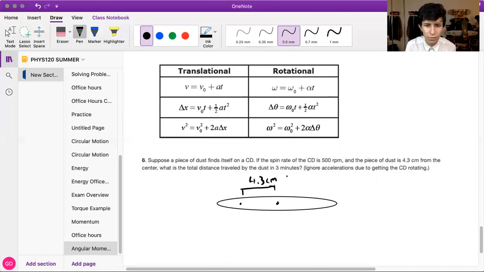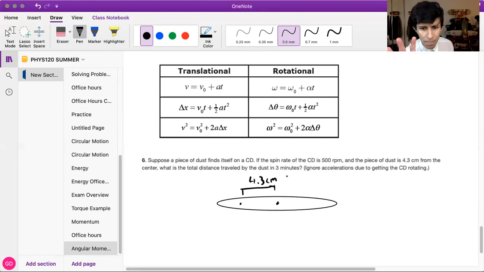Okay. So we're going to be using the rotational equations, and what we're trying to find is the total distance traveled by the dust in 3 minutes. So our answer needs to be in position, distance. That might seem really confusing because you're like, wait, how do I even begin this? Do I actually start with the linear equations?